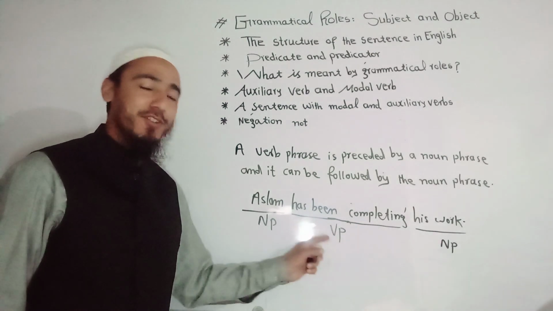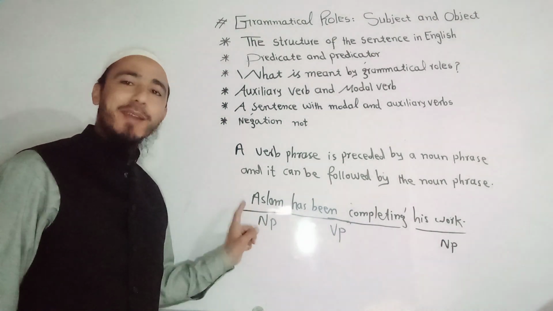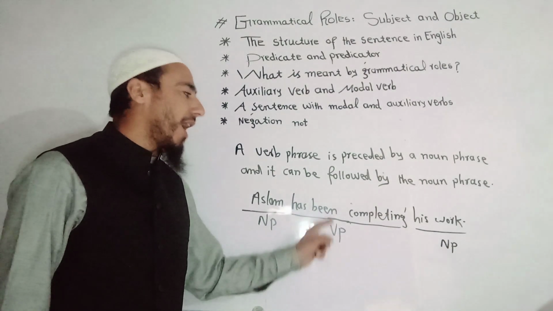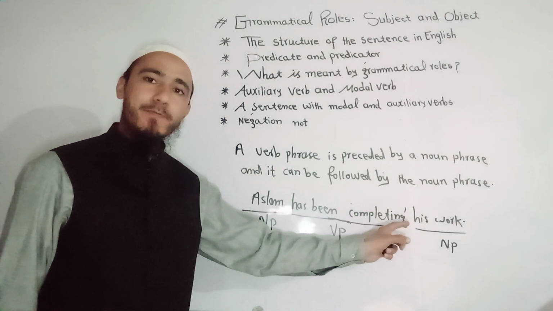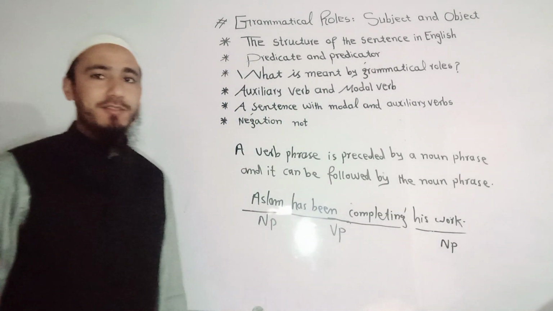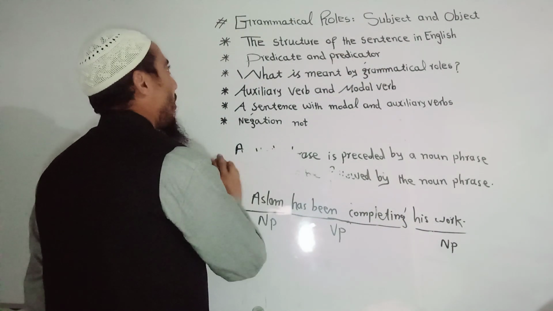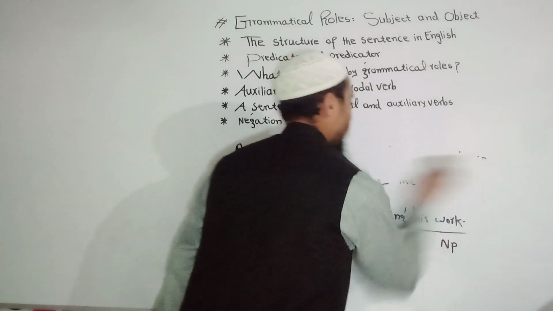This NP is called subject. A verb phrase is preceded by a noun phrase, so this noun phrase is called subject, and a verb phrase is followed by what? NP. So this NP is called object. So this process, it is called what? It is called grammatical rules in syntax. Okay.